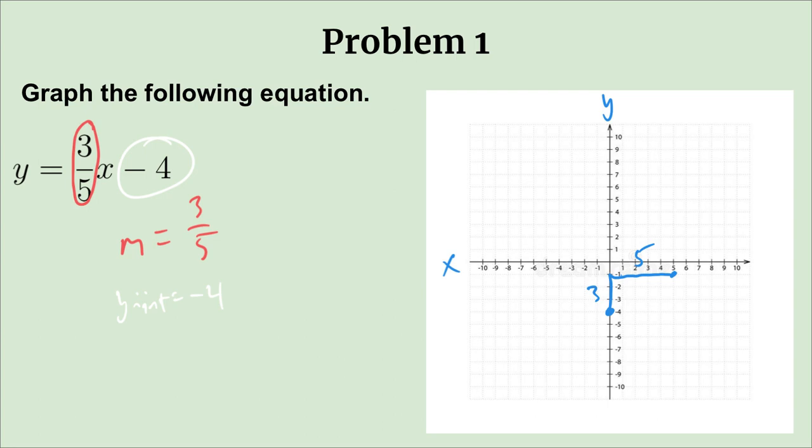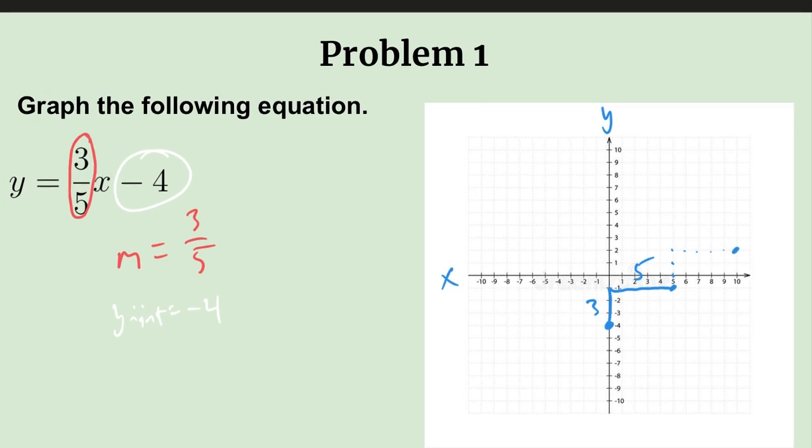and got our next point. And we can do that again. Go up 1, 2, 3, to the right, 1, 2, 3, 4, 5. And there's our third point. Then we can connect our dots here. And there's your line.